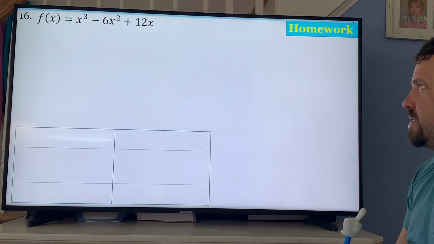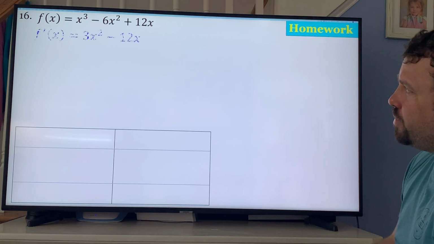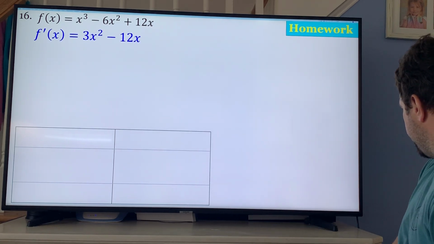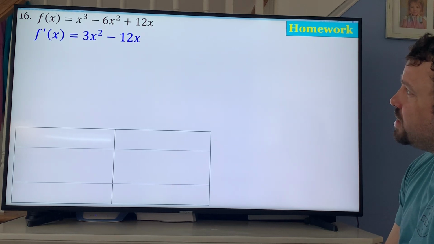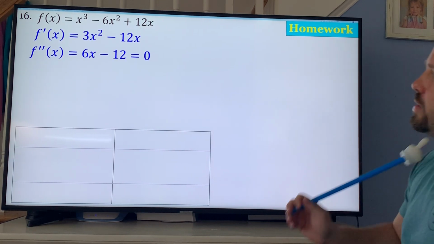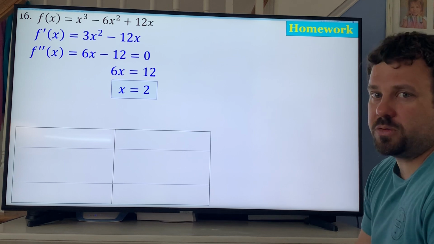This is a little better, number 16. All right, hopefully you're done. 3x squared minus 12x. 6x minus 12. Add 12 to both sides, divide by 6, you get x equals 2.